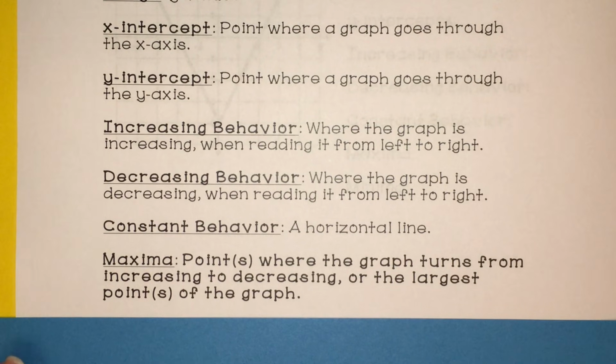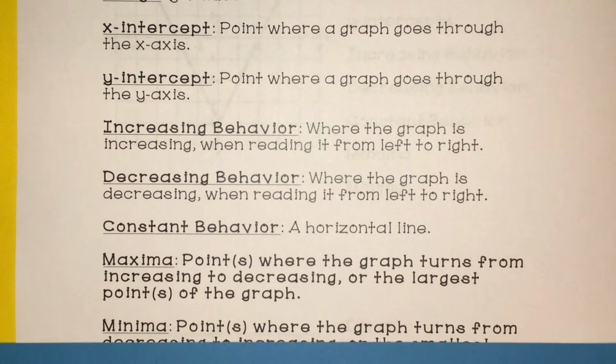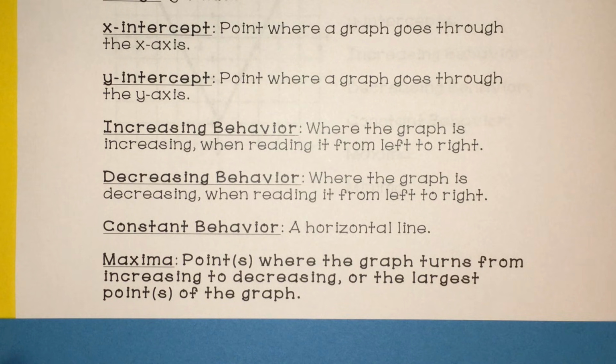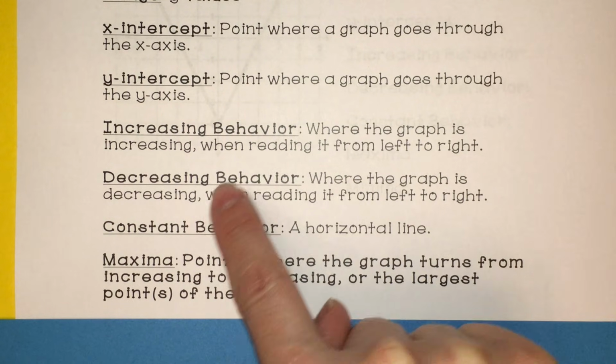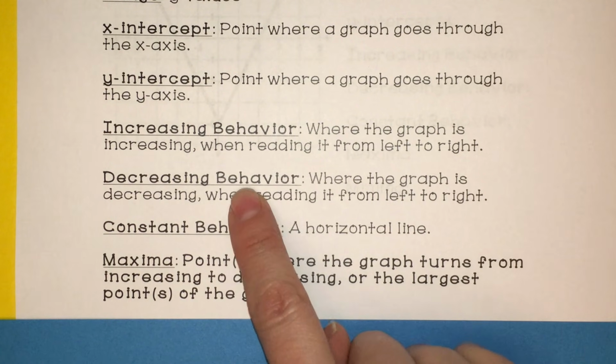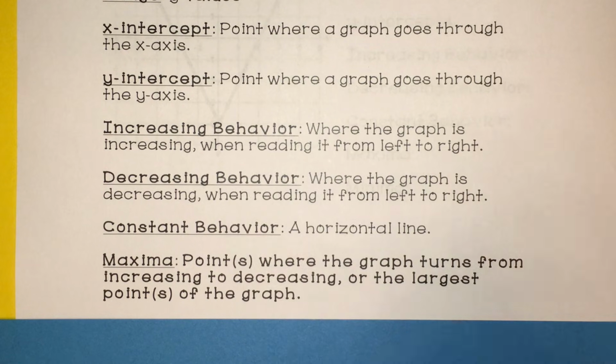Maxima. These are points where the graph turns from increasing to decreasing, or the largest point of a graph. So if you have a graph that's curved, where it goes from increasing to decreasing, the top point of that graph, that would be a maxima point.